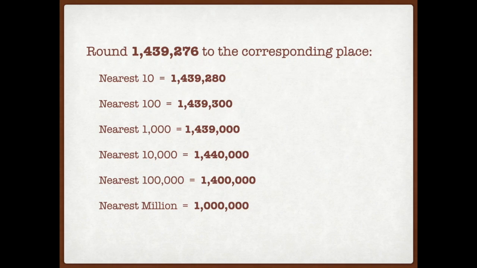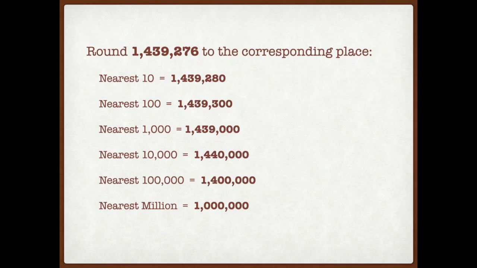Now the nearest 100,000. That's going to be the 4 that I'm dealing with. 1,400,000. Well, 1,439,276. That 4 I underline. The 3 I circle. 3 is less than 5. So basically, I don't add 1. The 3, the 9, the 2, the 7, the 6 all become zeros.